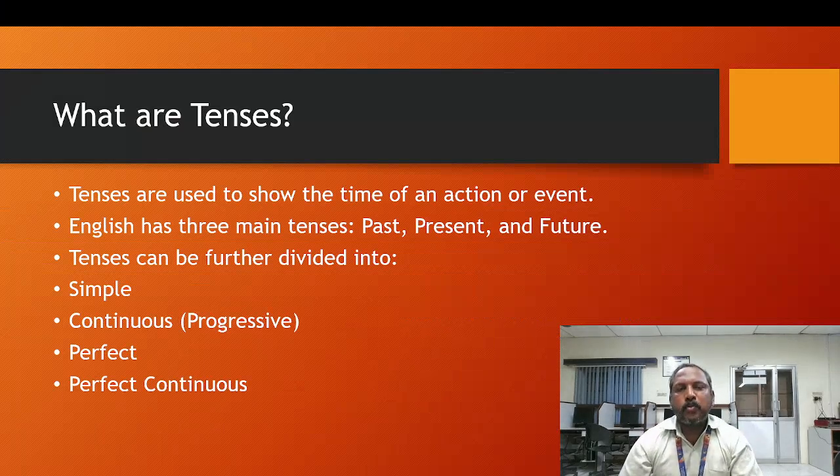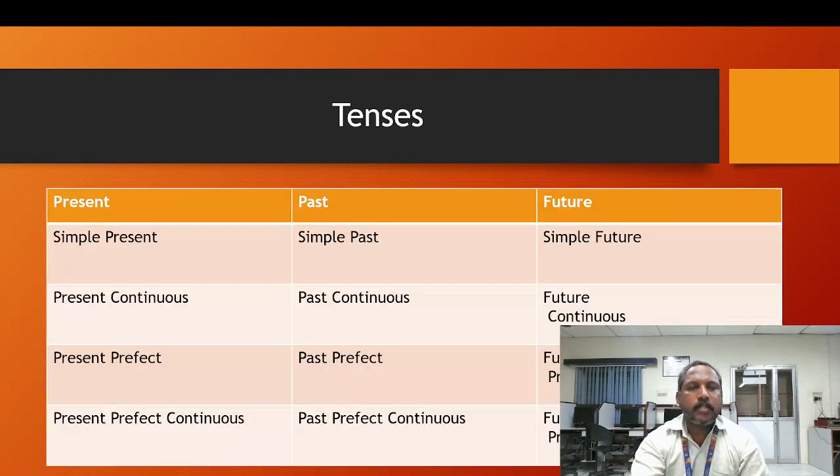Tenses are used to show the time of an action or event. English has three tenses: present, past, and future. These tenses are divided into simple, continuous, perfect, and perfect continuous.